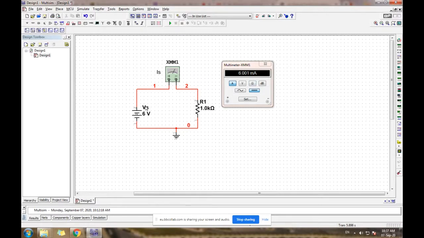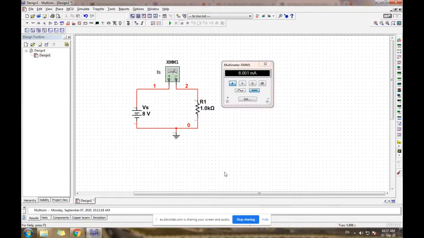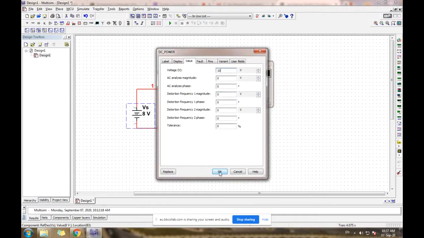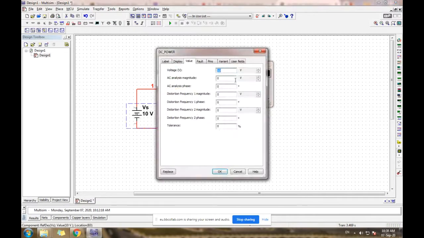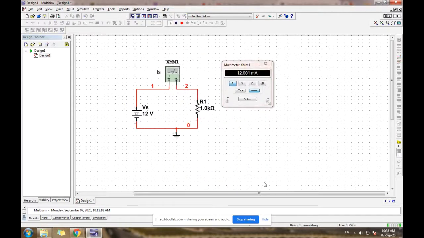Next, double click, make it 8. Run again. It is 8.001 milliampere. Next, make it 10. Run it again. It will be 10.001 milliampere. Next, change it to 12, the last value. Run. It will be 12.001 milliampere.